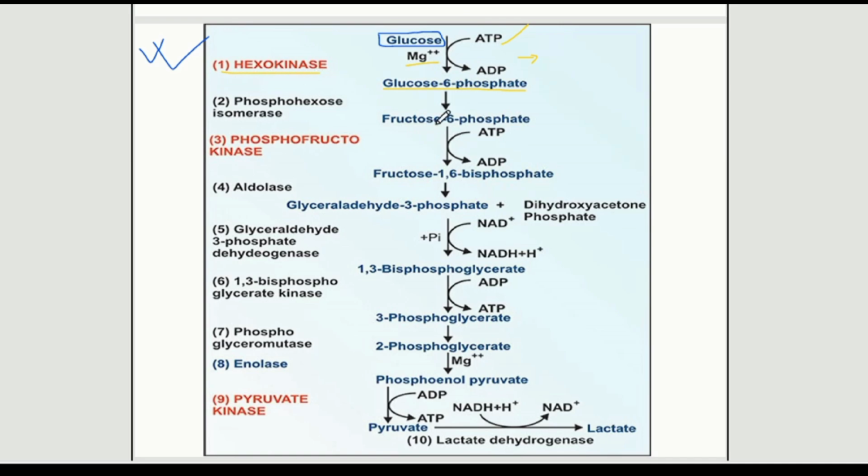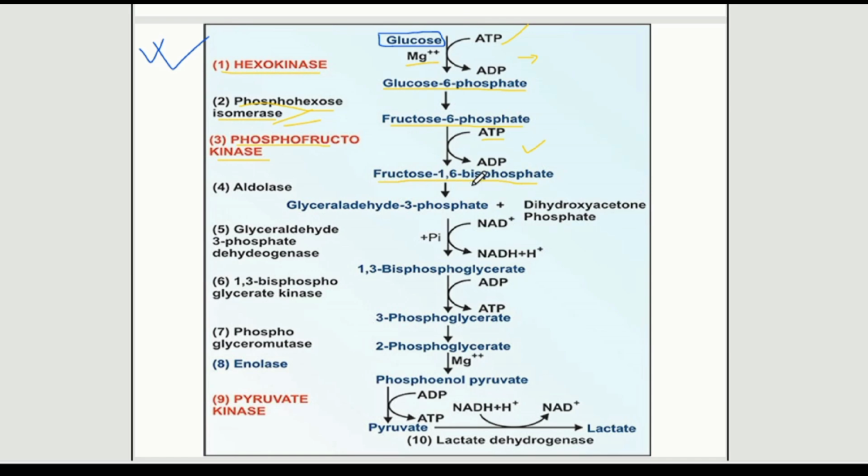Glucose 6 phosphate to fructose 6 phosphate. Here the enzyme is phosphohexoisomerase. Isomerase, because glucose and fructose are isomers, so glucose is just getting converted into another form, that is fructose. Then we come to the third step. The third step is fructose 6 phosphate to fructose 1,6 bisphosphate. Another phosphate is getting attached to fructose 6 phosphate, with the help of ATP and the enzyme phosphofructokinase. This step is also irreversible.